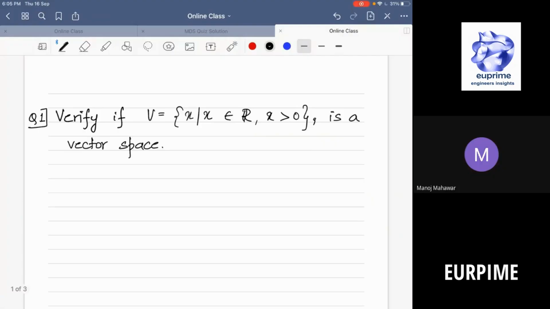The question is as follows. Verify whether this is a vector space. You all can try to solve the problem. We will wait for 5 minutes and then we can discuss the solution. Is it okay?